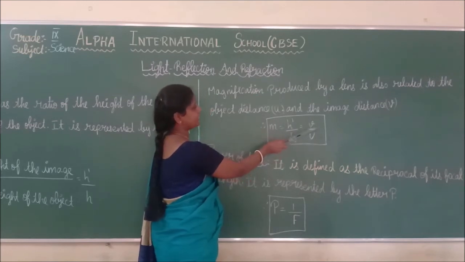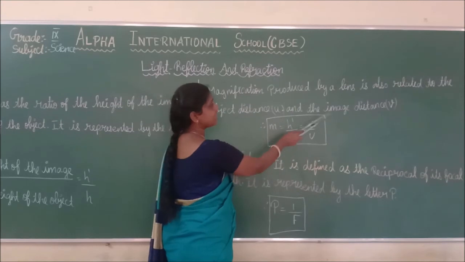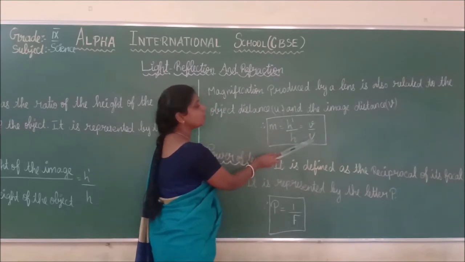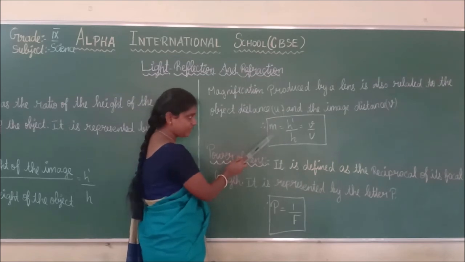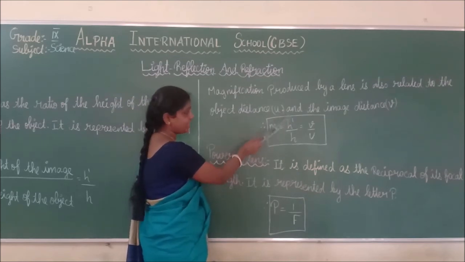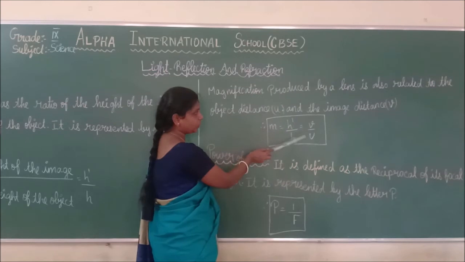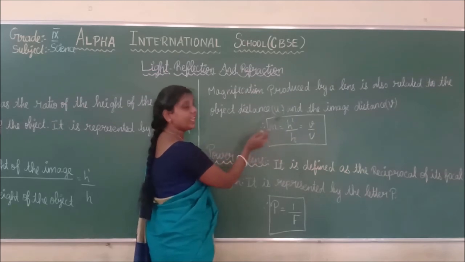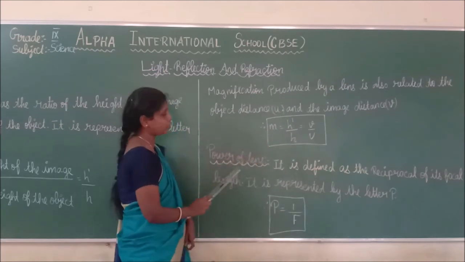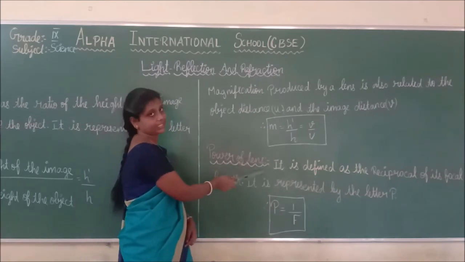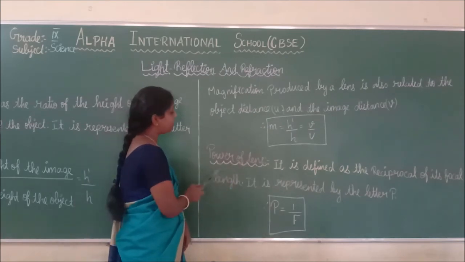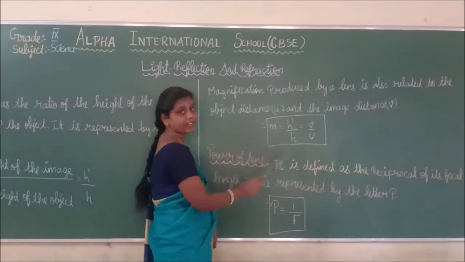What is v here? Here v represents the image distance and u represents the object distance. Therefore, magnification is equal to h dash divided by h is equal to image distance divided by object distance. You understand, students? Next we are going to discuss the power of lens.